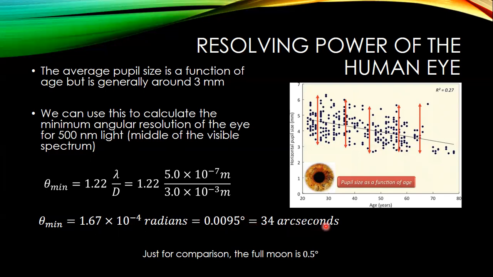Just for comparison, this shows us that we can see the moon pretty well. In order to resolve the moon in the sky, we need a minimum resolution of about half a degree, okay? But our eye is certainly capable of seeing down to 0.0095, round that up to 1. We have about 50 times the resolution needed for the moon, or we can resolve objects on the moon which are about 1/50th of the diameter of the moon.